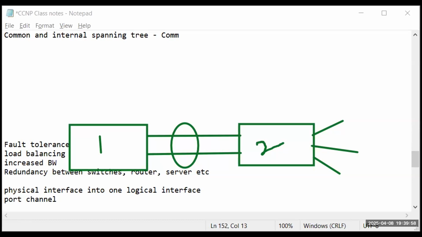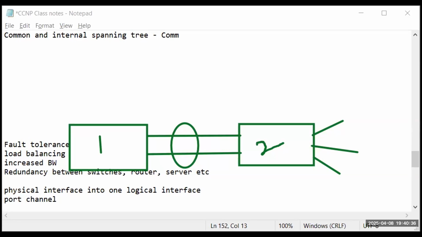Okay. So my doubt is, EtherChannel can be configured between two switches and two servers with different IP addresses also. Yes, EtherChannel can be configured between switches. Let me put it in different words. Switches and servers with the same IP address, I mean the same IP network. Yes. Let me put it in a different way.